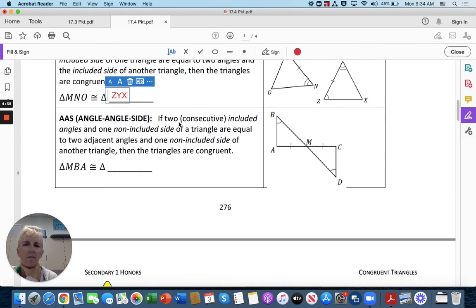Angle, angle, side. If two consecutive included angles and one non-included side of a triangle are equal to two adjacent angles and one non-included side of another triangle, then the triangles are congruent. So we have MBA. MBA is congruent to MDC.